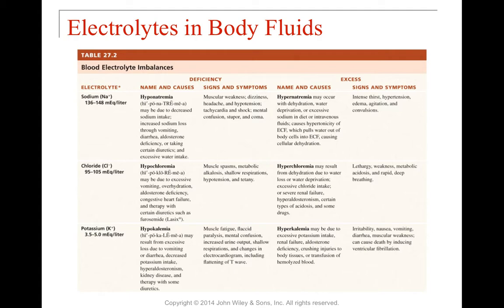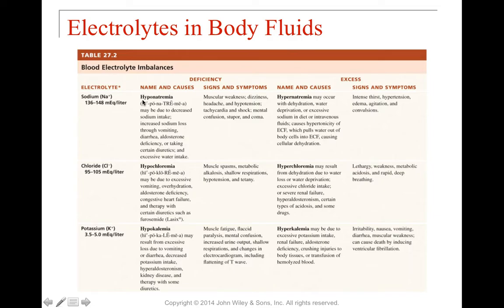So now we're going to talk about imbalances. So on the left, you'll see the electrolytes, for example, sodium, chloride, potassium, and then we'll see what happens if we end up with a deficiency. That means anytime you see hypo, you have less of it. So, for example, hyponatremia, Na being the sodium. So anytime you see natremia, it's going to be referring to the concentration of sodium in the system, in this case hypo meaning too little. If we end up with excess, it's going to be hypernatremia, right?